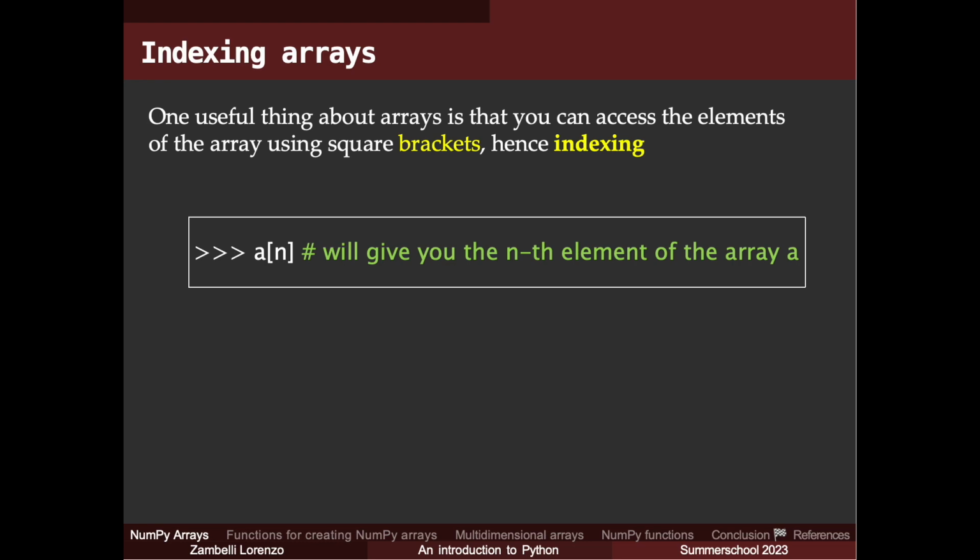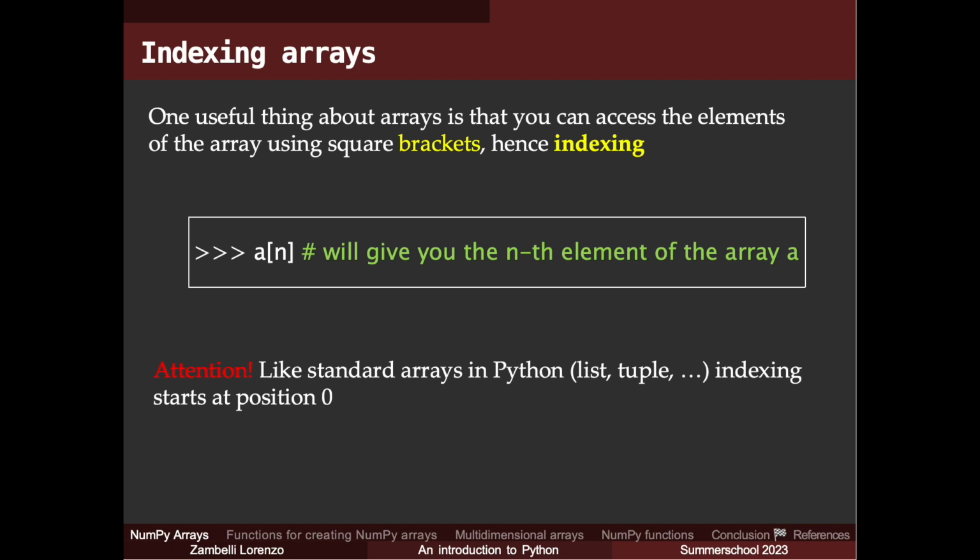So we are in the Python shell. We have an array called A, and inside the square brackets we write n, the index of the element we want to access. Like standard Python arrays, indexes start at 0. Remember it.